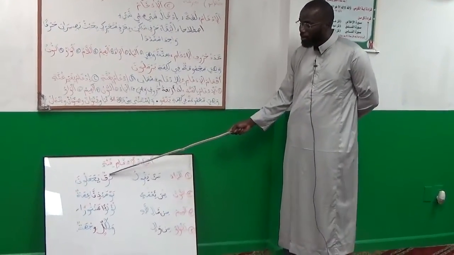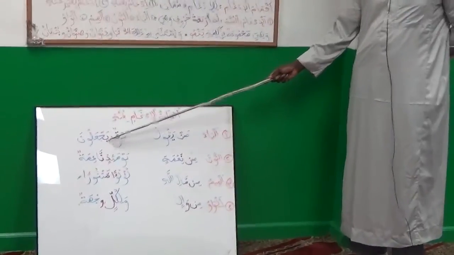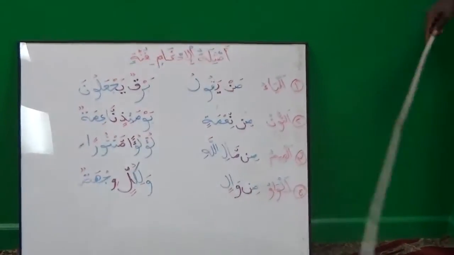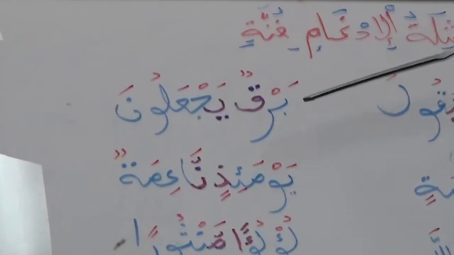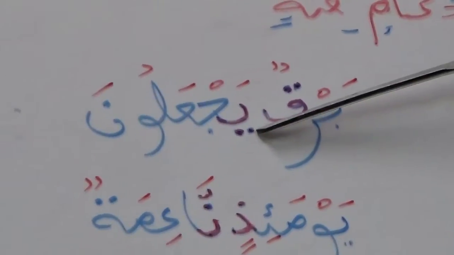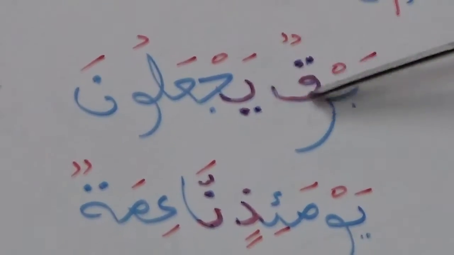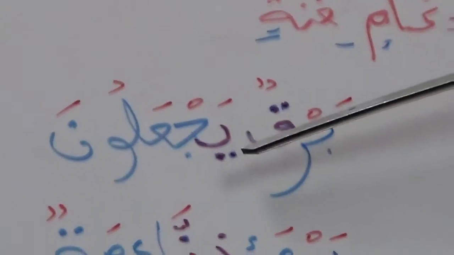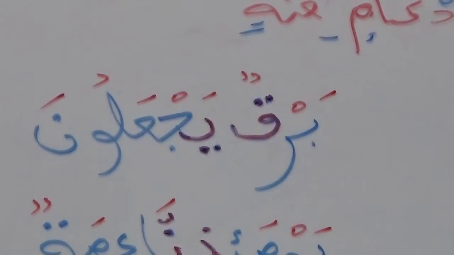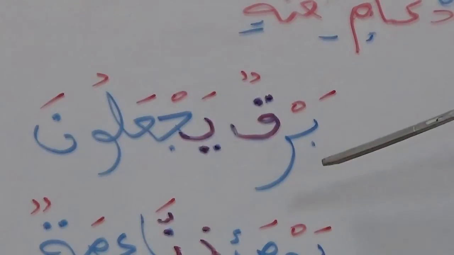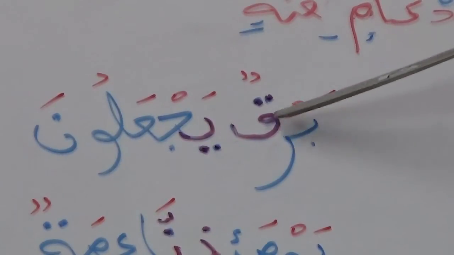Now here's an example with a tanween. I have a tanween here followed by a ya. So how do I read this? Barqun yaj'alun. Barqun. Right? So the noon that is implicit in the tanween goes in. But I spend time and I say barqun. So now Imam when he recites, he's not just making his voice sound beautiful, he's applying rules. That's why he's taking time with the ghunna, right? So barqun.